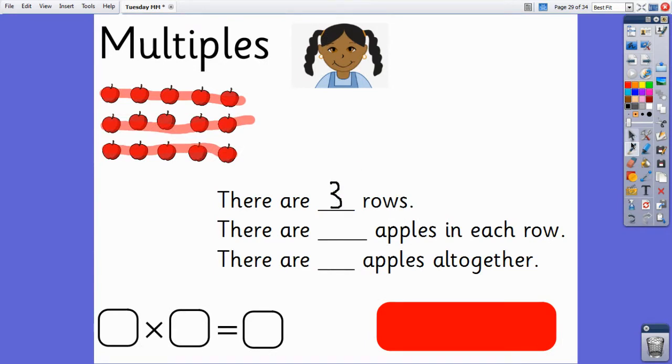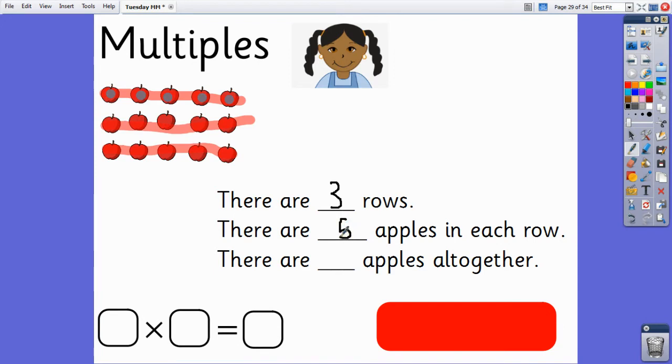There are 3 rows. Can you now please pause the video and complete the next two sentences? There are apples in each row. There are apples all together. Well done, Year 2. Let's check your sentences. How many apples are in each row? There are 1, 2, 3, 4, 5 apples in each row.